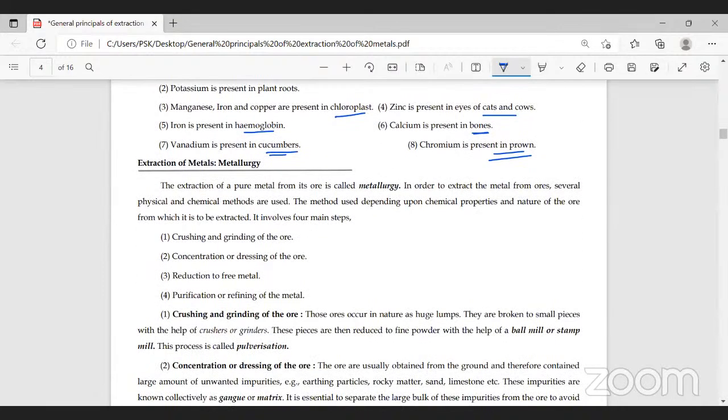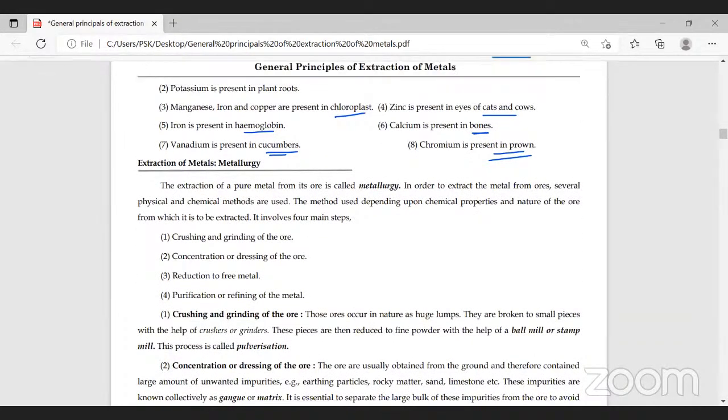Now coming to extraction of metals. The process of extracting a metal is called metallurgy: the extraction of pure metal from its ore. In order to extract the metal from ores, several physical and chemical methods are used. The method used depends upon the chemical properties and nature of the ore.